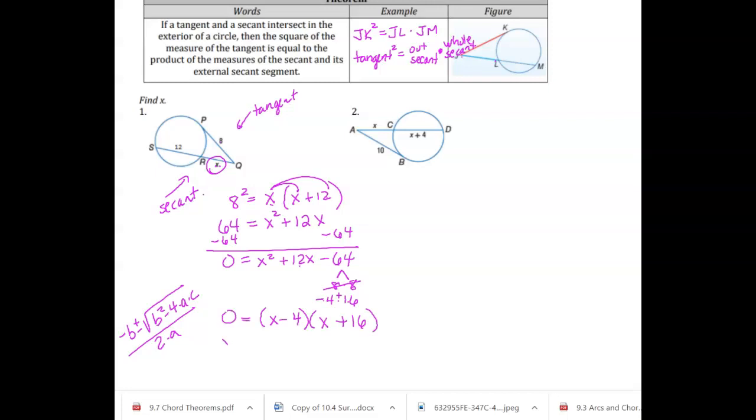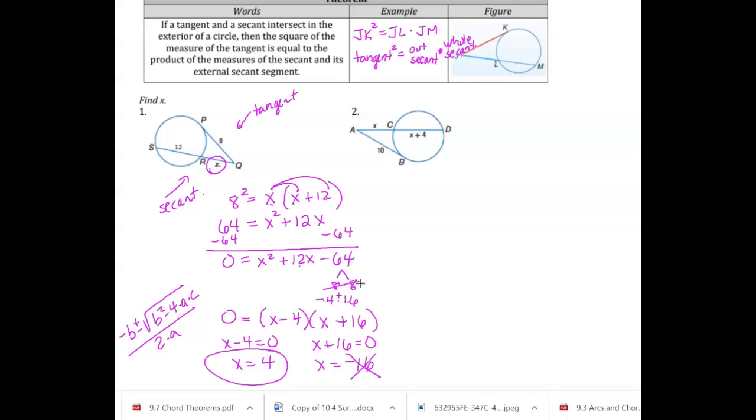There's lots of different ways to factor these. We'll split those up into our two equations. Add 4, subtract 16. And I know x can't be a negative length, so this is an extraneous solution. So we want x equals 4.